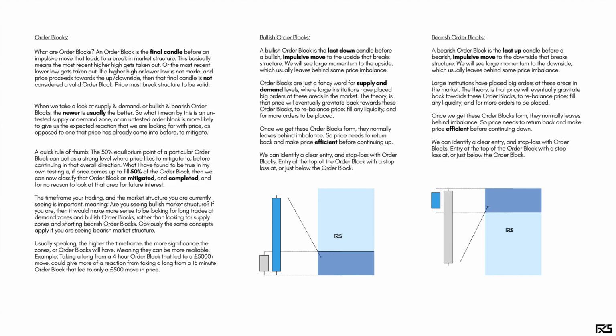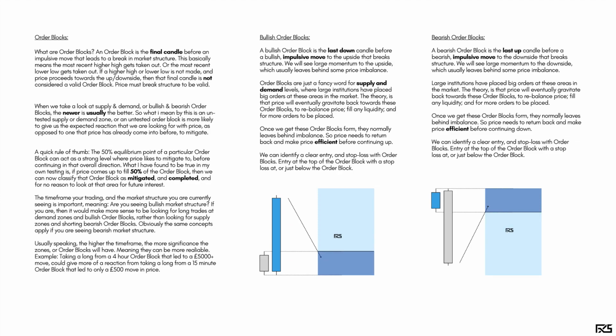So what are they? Well, an actual order block is the final candle before an impulsive move that leads to a break in market structure. This basically means the most recent higher high gets taken out, or the most recent lower low gets taken out. If a higher high or lower low is not made and price proceeds towards the upside or downside impulsively, then that final candle before that move is not considered a valid order block. Price must break structure to be valid. So an impulsive move up or down which doesn't break any significant market structure is not considered a valid order block.